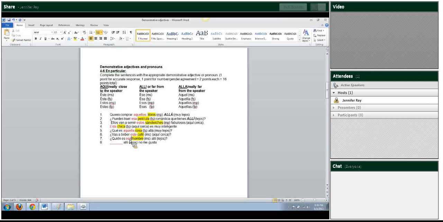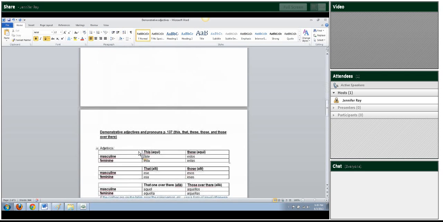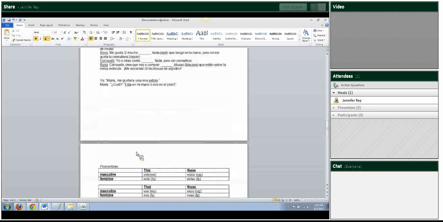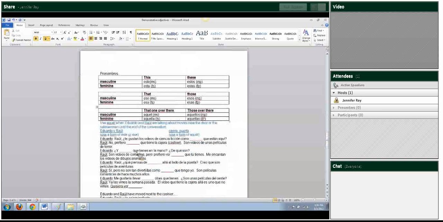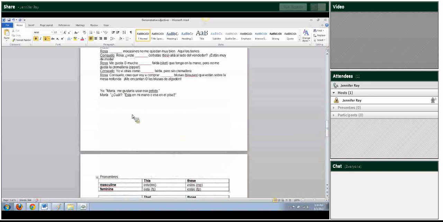Okay. This one's actually gender neutral. Uh-oh, I don't know how I did that. This is actually gender neutral, which I'm going to talk about in a minute, so I'm just going to go ahead and fill this one in and then we'll come back to it. Allí lejos no me gusta. Eso allí no me gusta. Okay, I'm going to skip this activity. Okay, let's look at this.